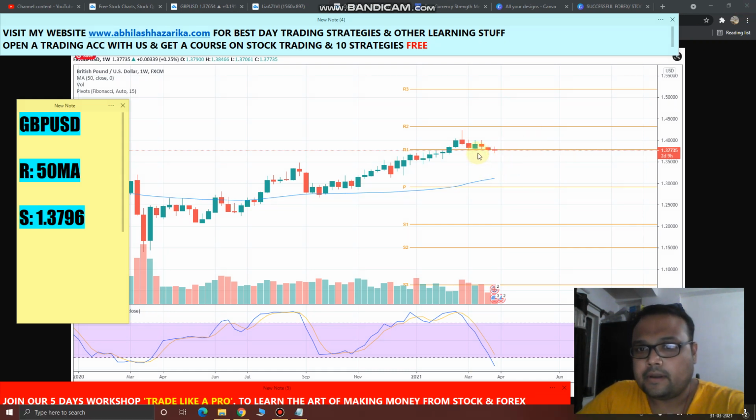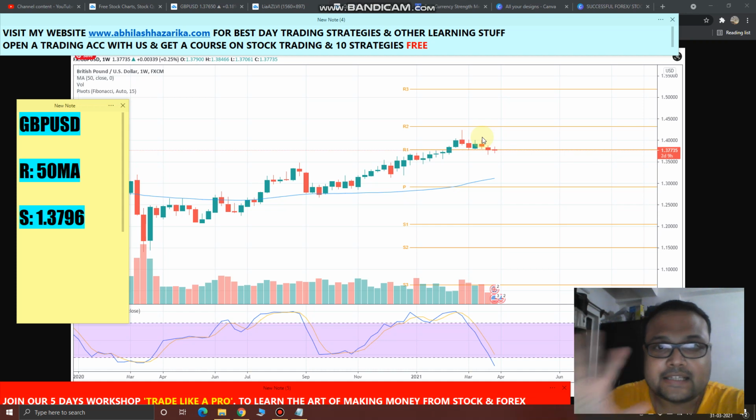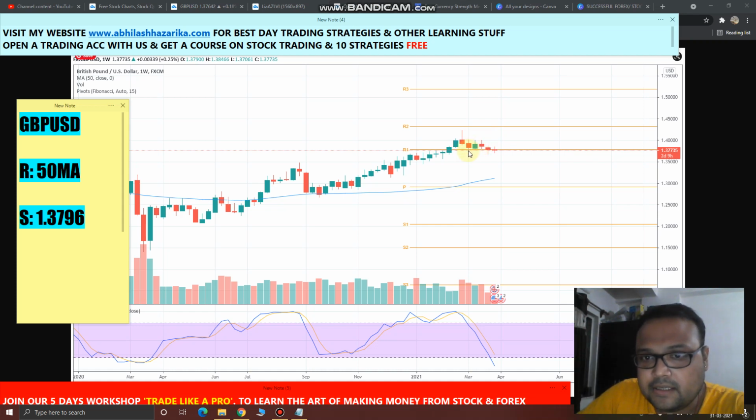And if we consider the other weeks, then also we can see that for the past 5 weeks the market is respecting this support level. So this support level is very crucial for GBPUSD.